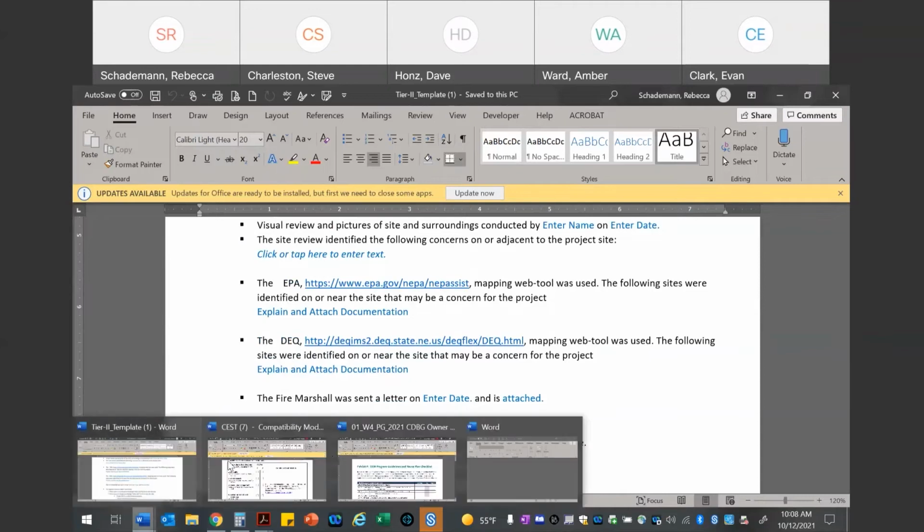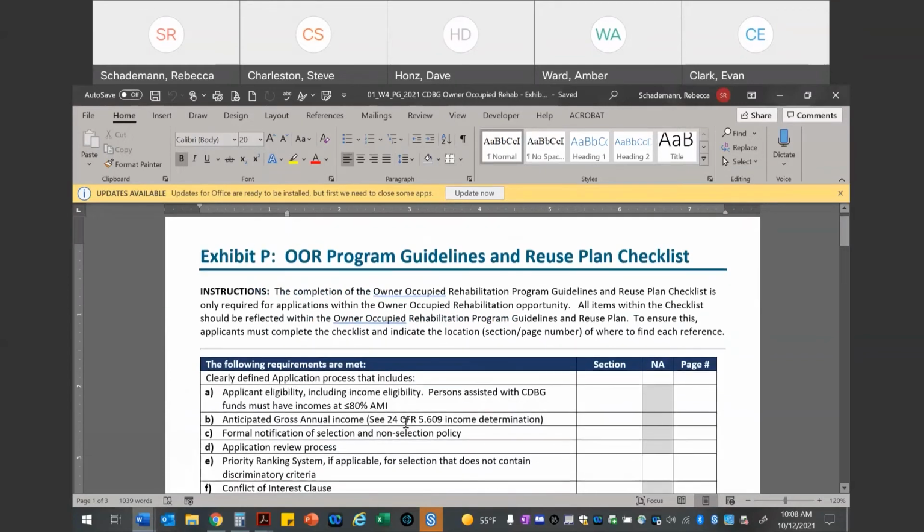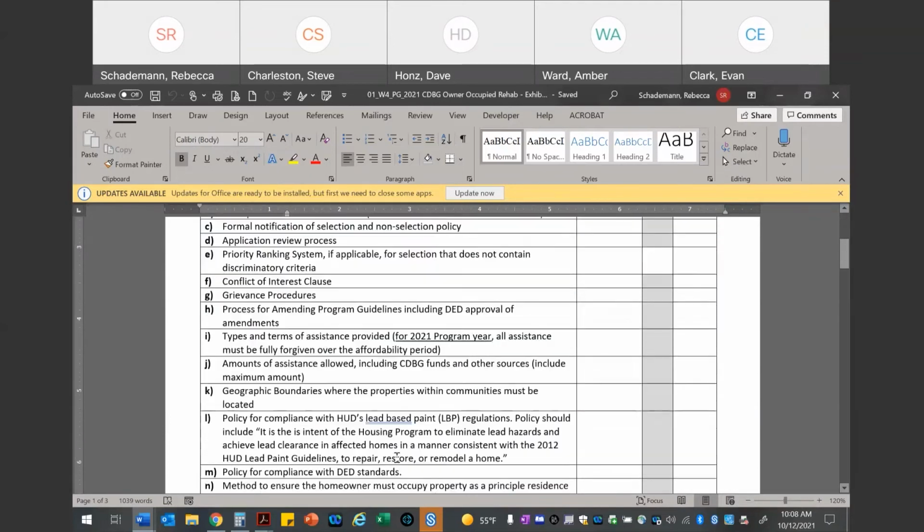Okay. So we did provide you a couple of handouts regarding program guidelines. This is 01, the handout that we provided you for today's webinar, and this is for owner-occupied rehab program guidelines. This is something that we actually provide as a component within the application to be submitted. We need to be able to find all of these items within your program guidelines that the local unit of government developed. So we do have this all clearly defined here.